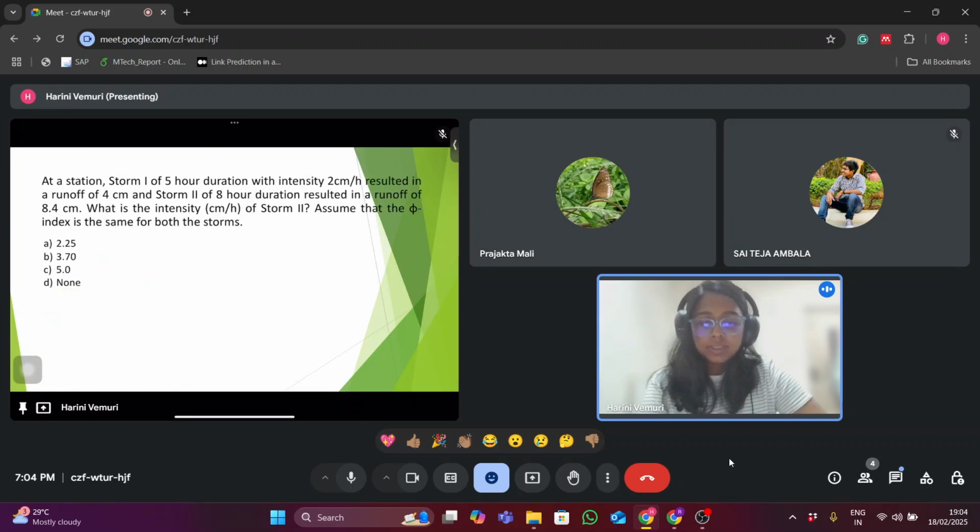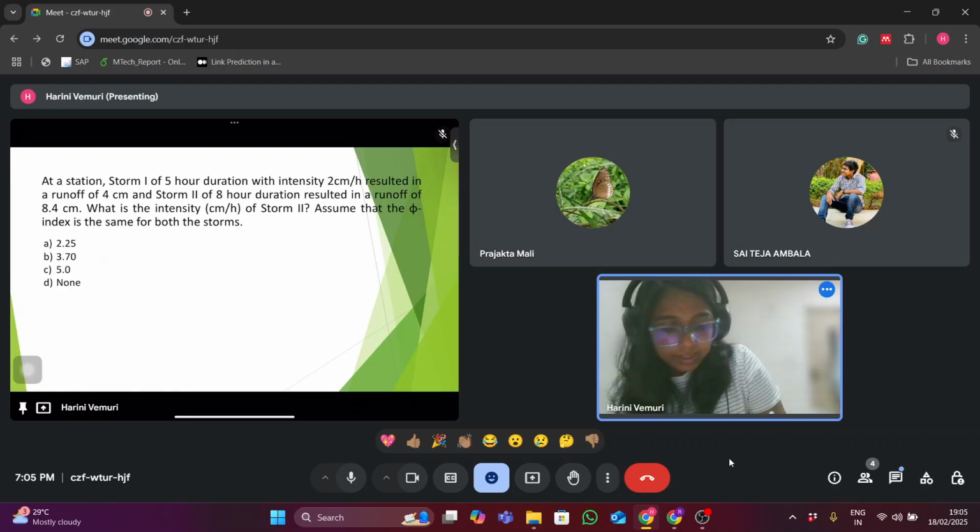Okay. So the next question is, at a station, storm 1 of 5-hour duration with intensity 2 centimeter per hour resulted in a runoff of 4 centimeter, and storm 2 of 8-hour duration resulted in a runoff of 8.4 centimeter. What is the intensity of storm 2, assuming that the phi index is the same for both the storms? Okay. So how do we calculate phi index?